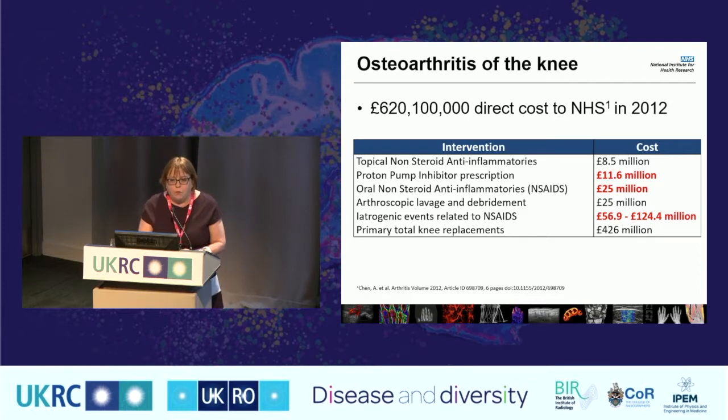In 2012, we spent over £620 million attributed just to osteoarthritis of the knee. Now, £426 million of that was due to knee replacements, which you would kind of expect. But remarkably, over £125 million were due to iatrogenic events related to NSAIDs. Basically, that's gastric bleeding because everybody is popping Nurofen. They don't take their proton pump inhibitors and end up with a gastric bleed. So the NHS is paying £125 million for an event that happens due to arthritis, but is not a direct result of arthritis.